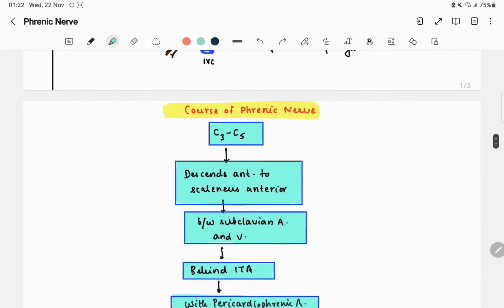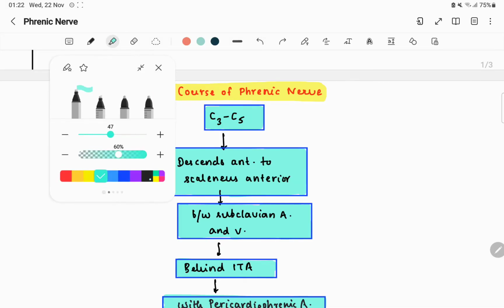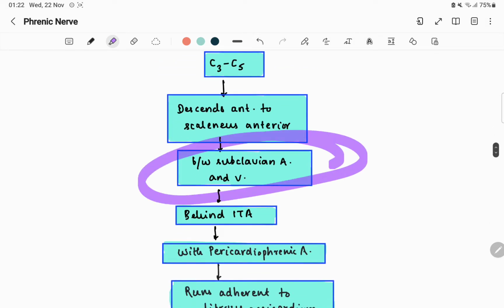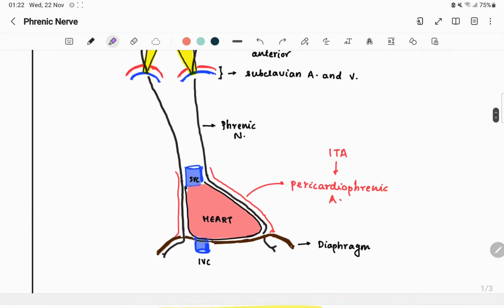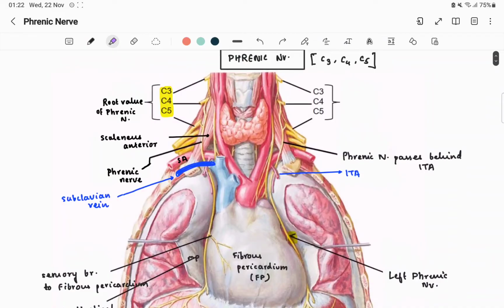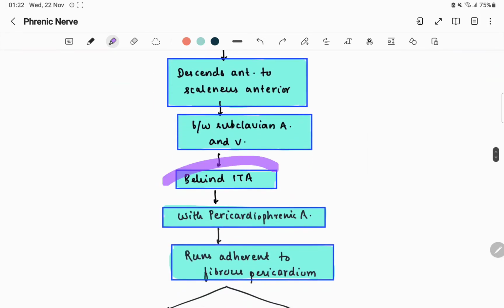So let me state the exact course in a flowchart manner. It starts at C3 to C5 and descends anterior to the scalenus anterior muscle. It passes between the subclavian artery and vein. It is seen behind the internal thoracic artery. Here you can see the internal thoracic artery, and behind it your phrenic nerve is passing.